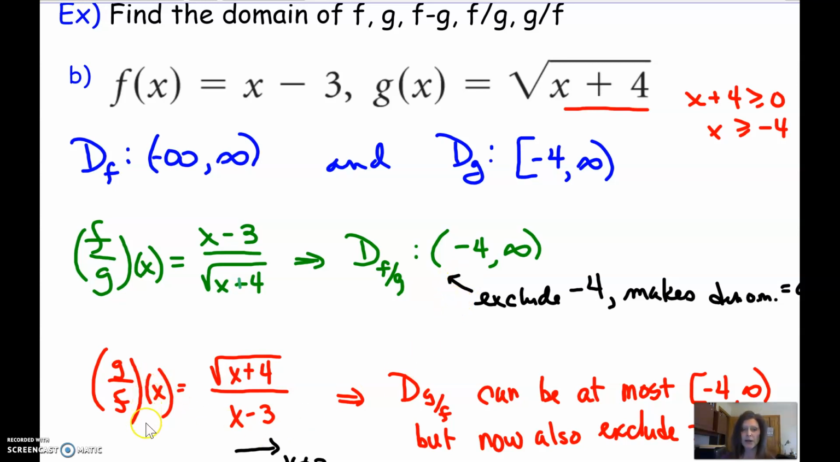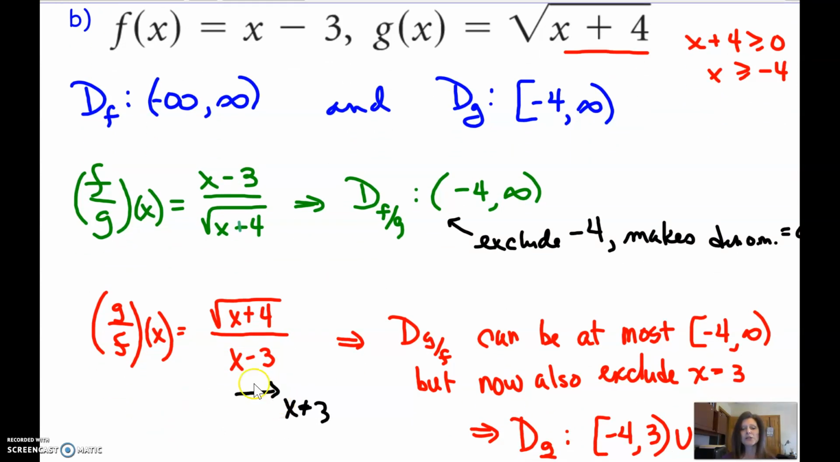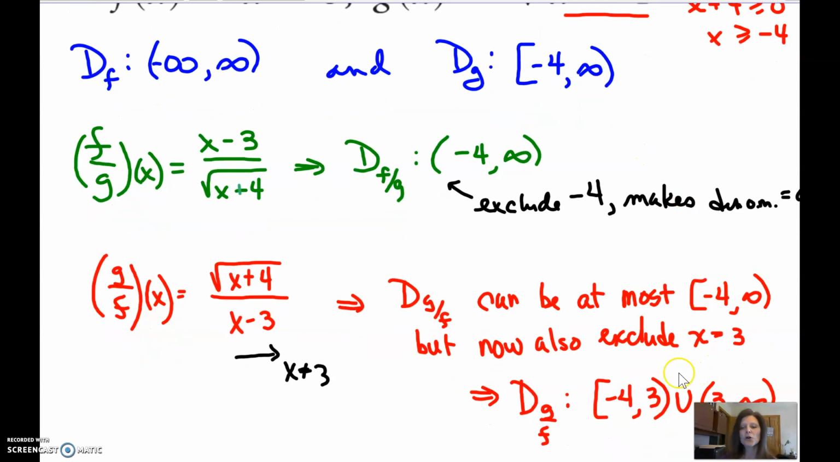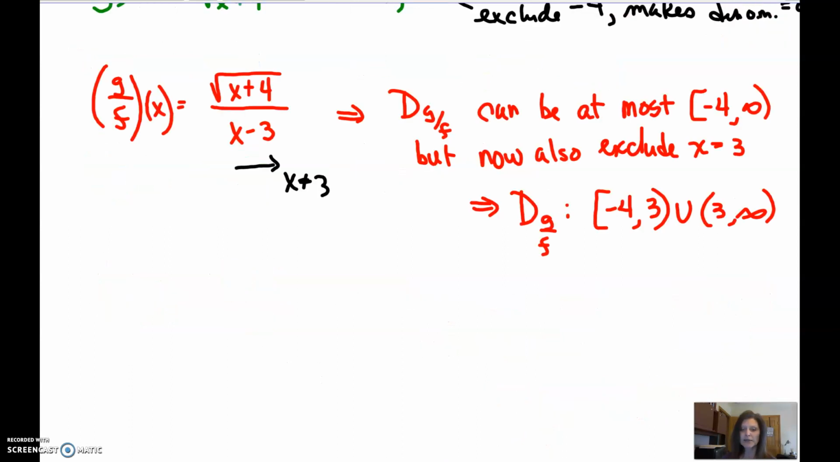It gets a little more interesting if we reverse this. If I have g divided by f, then I have the square root on top and the x minus 3 on the bottom. Okay, so I know that I cannot let my x be 3 because that would make that denominator 0. But remember, I'm starting from the idea that it could be all the way from negative 4 up to infinity, but I'm going to punch a hole there at 3. So if I have to now exclude 3, I'm going to start at negative 4 and go up to the 3, and I'm going to put a parenthesis on that. So negative 4 up to the 3, parenthesis, we can't include it, union, and then we hop over on the other side from 3 to positive infinity.